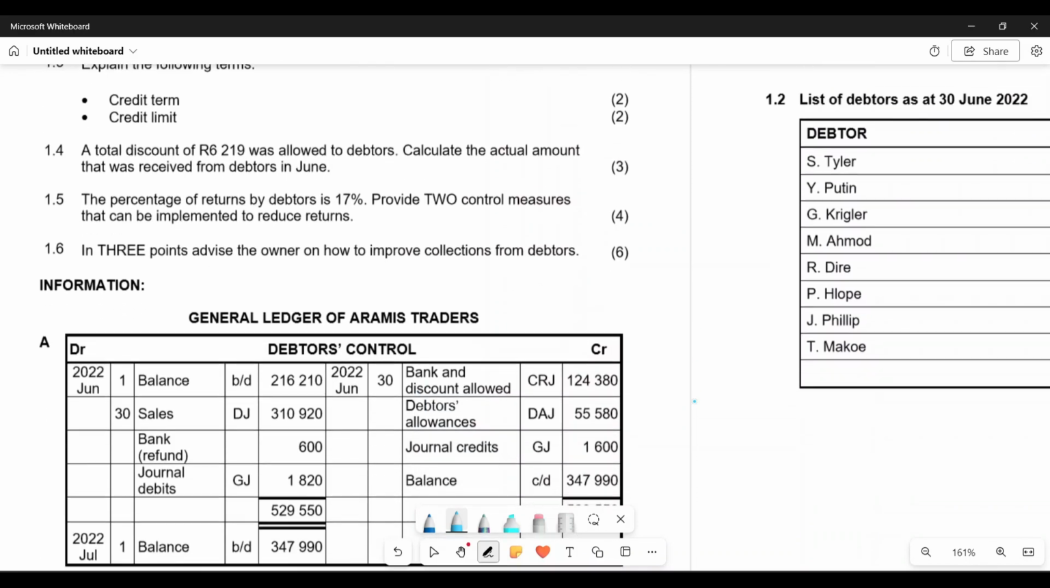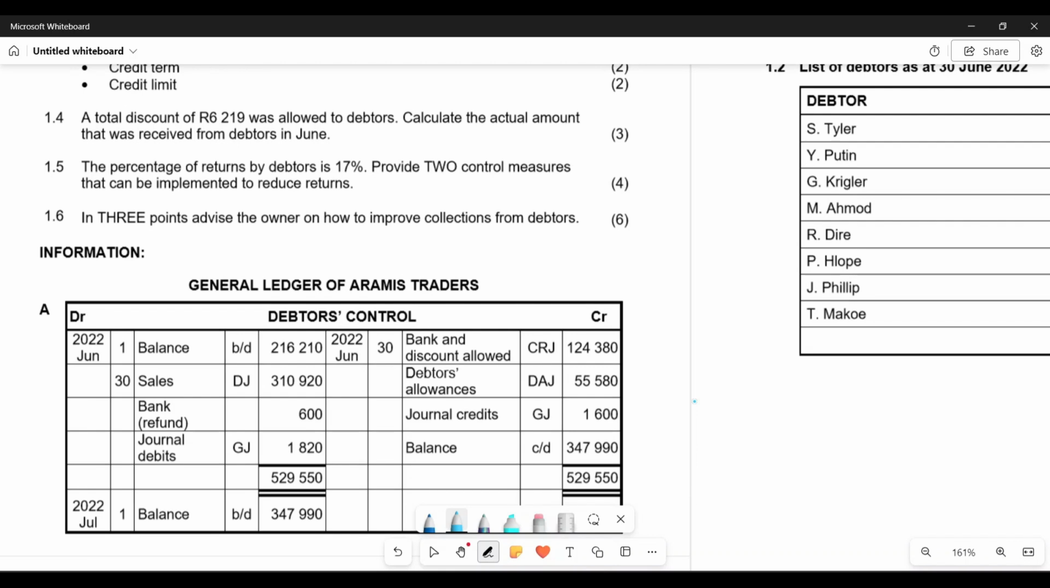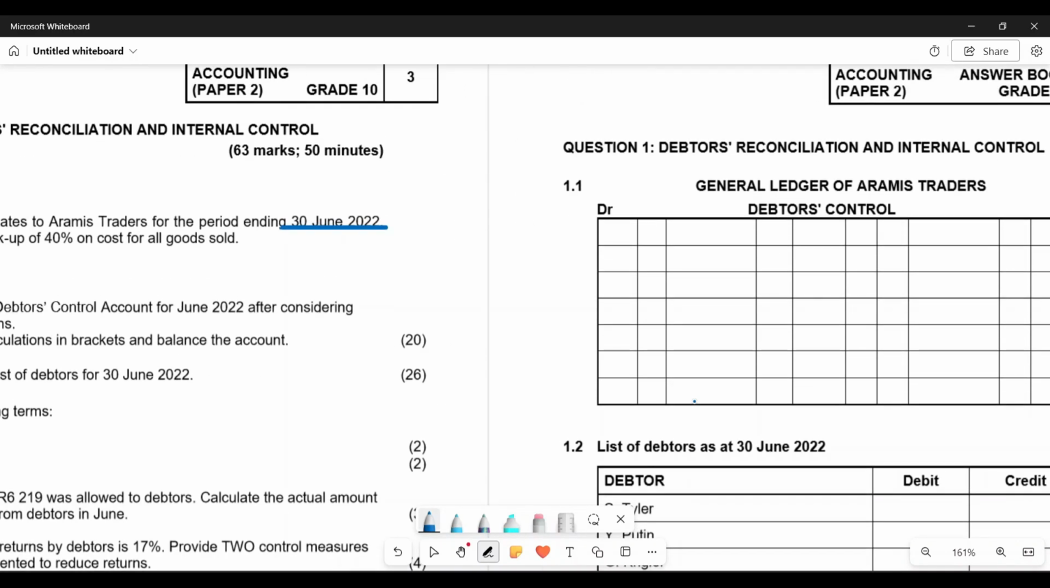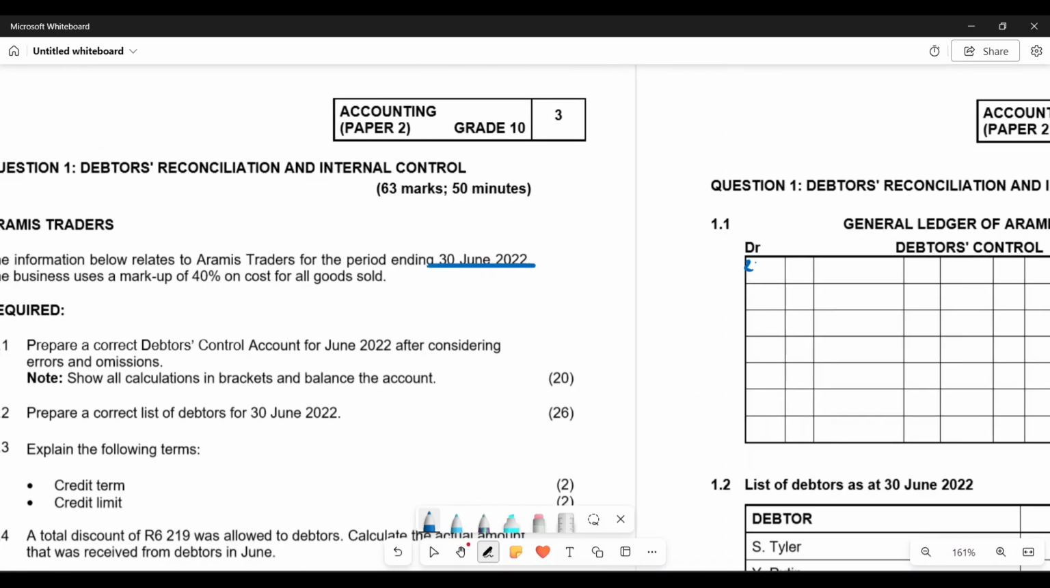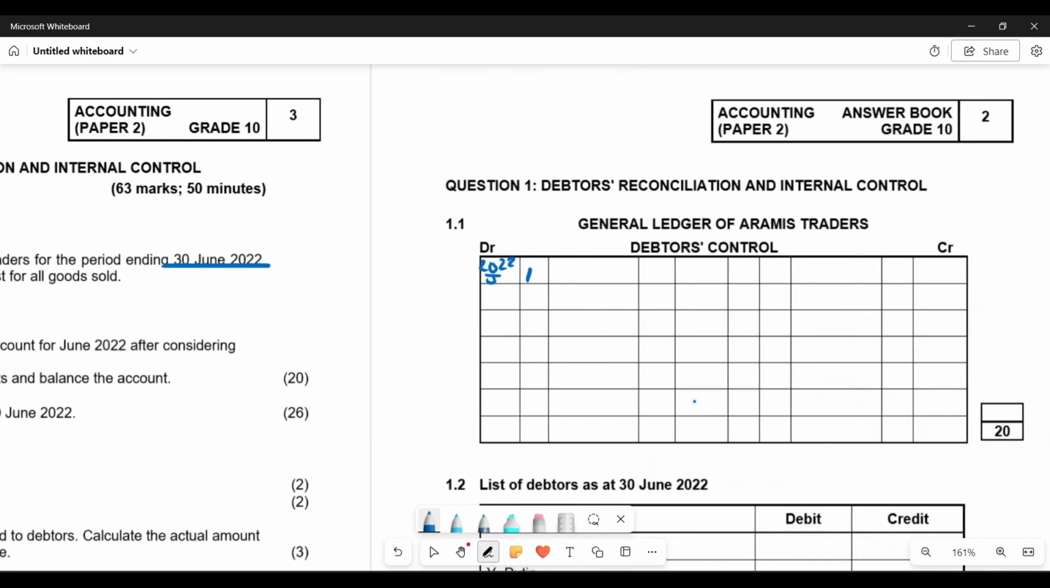Now, let us use this. This was the previous account that they did, and it had errors, and we need to rectify the errors in these accounts. So first, I'm going to transfer these balances to my answer sheet. I'm starting off with my balance brought down, on the first of June 2022.